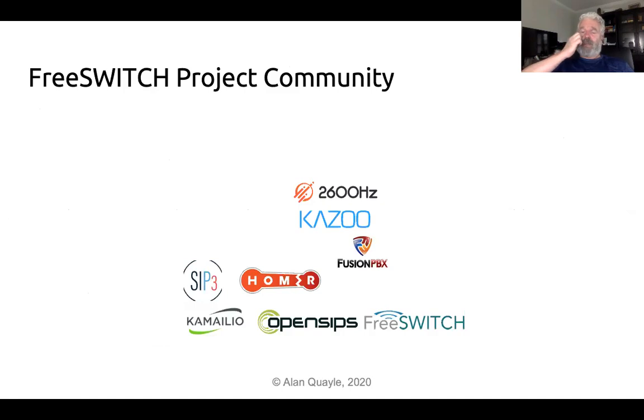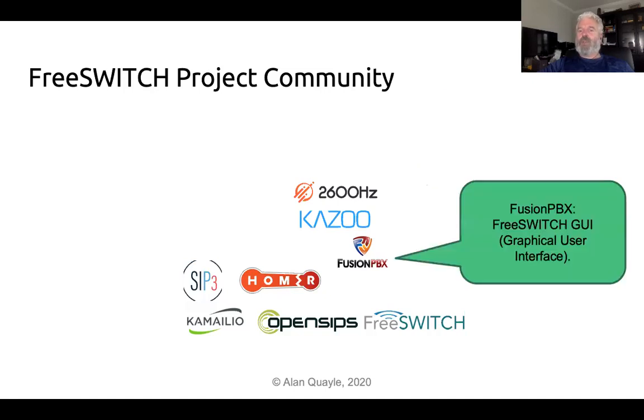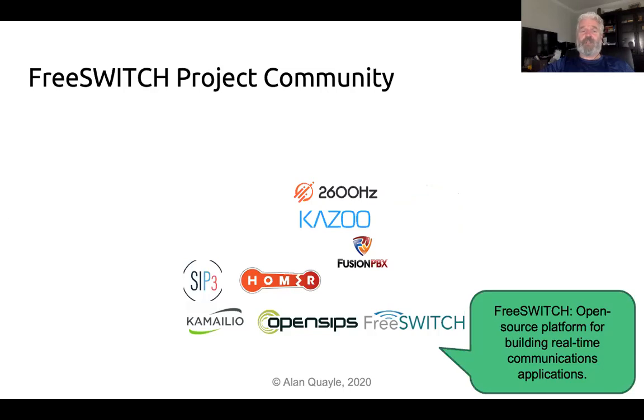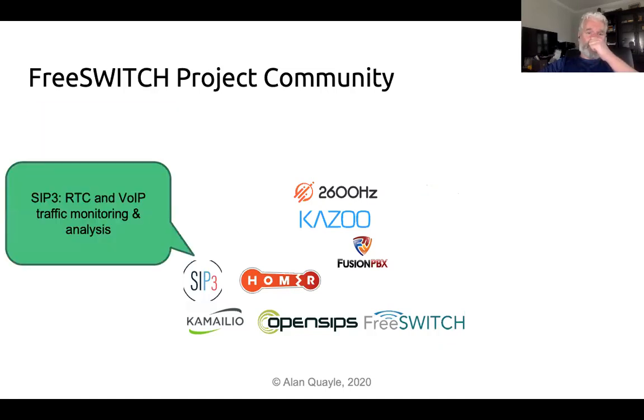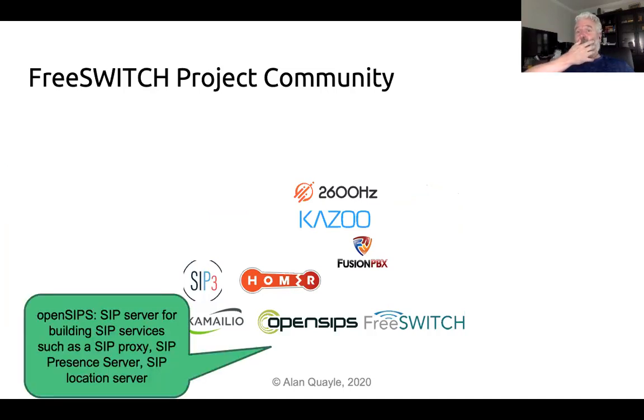So let's look at the FreeSWITCH community. You've got FreeSWITCH there, and there's a number of other players, some of which we've already covered. Like you saw with Wazo, Kazoo is an open source project to build carrier-grade programmable IP communication infrastructure. The commercial entity is 2600 Hertz. The open source project is Kazoo. FusionPBX is the GUI for FreeSWITCH. We've already just mentioned FreeSWITCH. And then Homer, SIP3, Elio, and OpenSIPs are all, again, used in conjunction with FreeSWITCH in lots of different deployments.